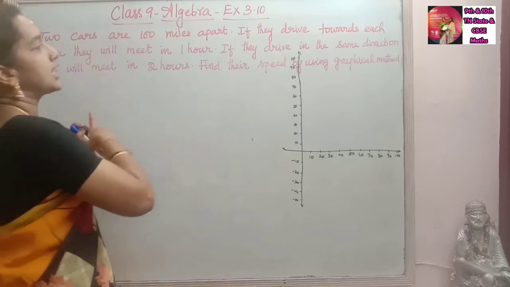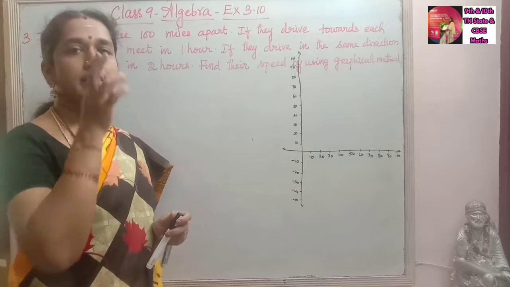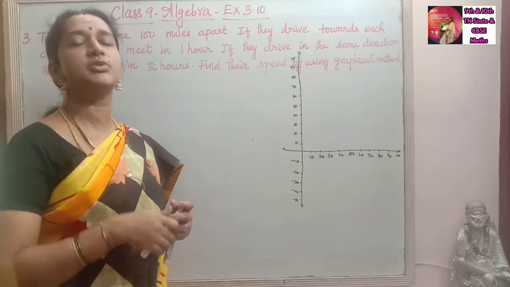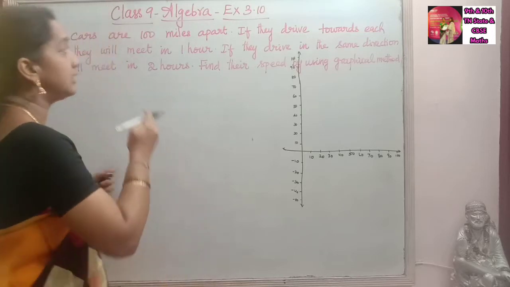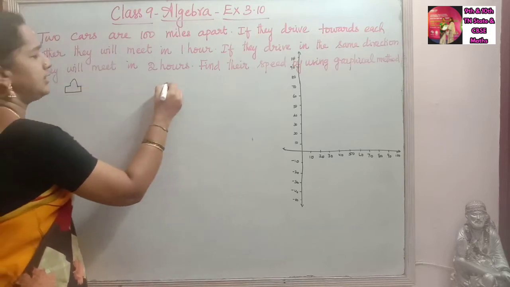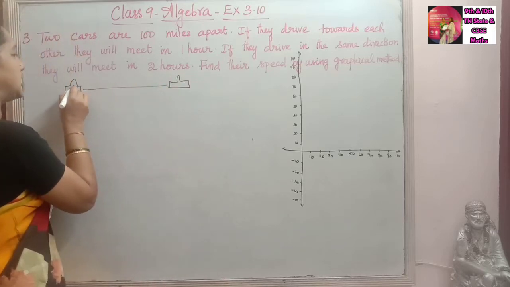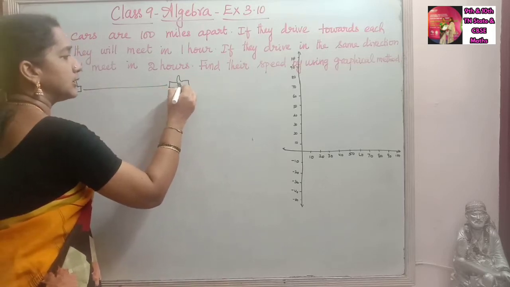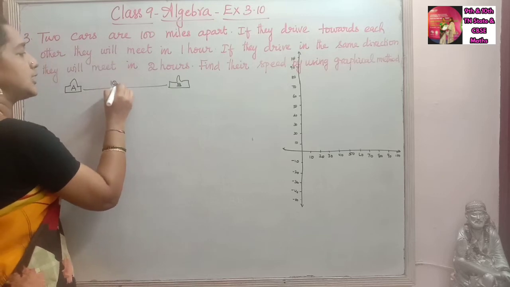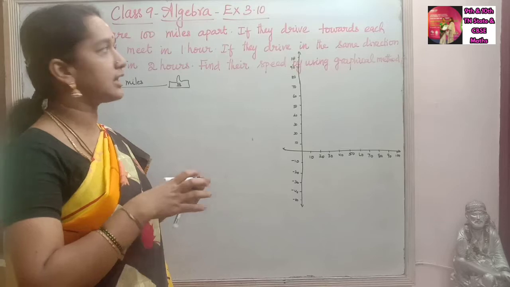Two cars are 100 miles apart. So, two cars are there. That is, the distance between the two cars is 100 miles. So, this is car A and this one is car B. The distance between car A and car B is given as 100 miles.